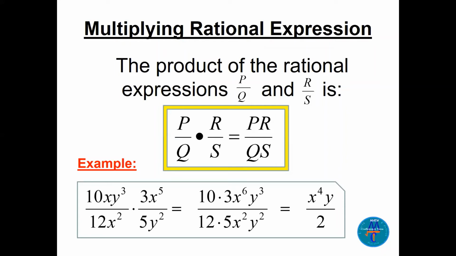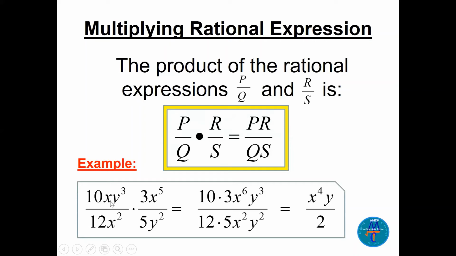Multiply rational expressions. We multiply rational expressions as we multiply rational numbers, numerator by numerator. So P over Q times R over S. Multiply the numerators, PR, divided by QS. Now, this is the rule, but we don't actually have to multiply the numbers.